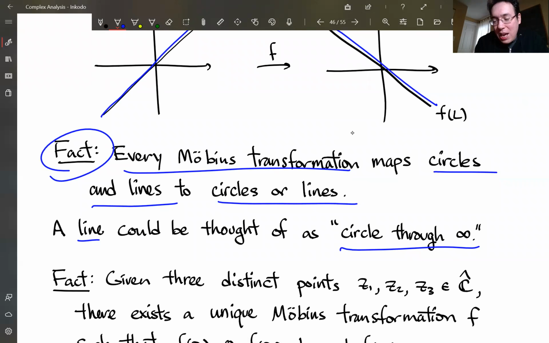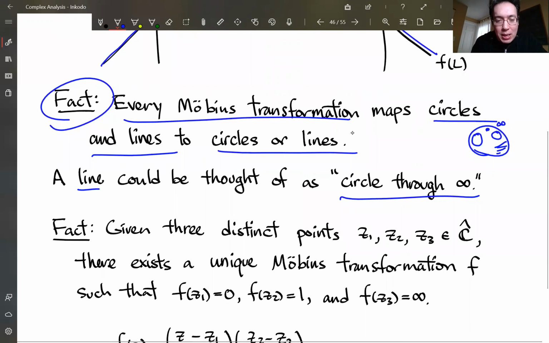And if you're imagining the Riemann sphere, so remember we were thinking about the extended complex plane with the infinity like a ball, then it turns out that any circle you draw on this ball is going to be transformed into another circle.